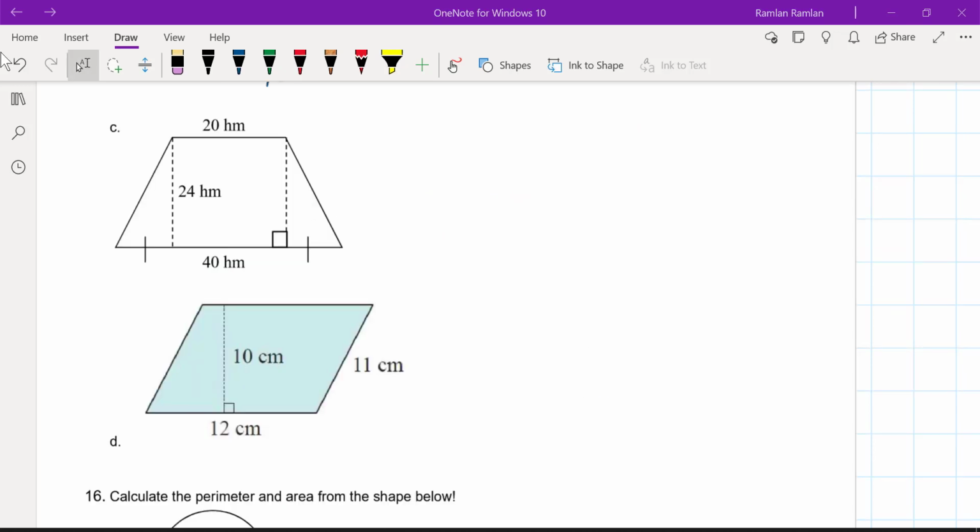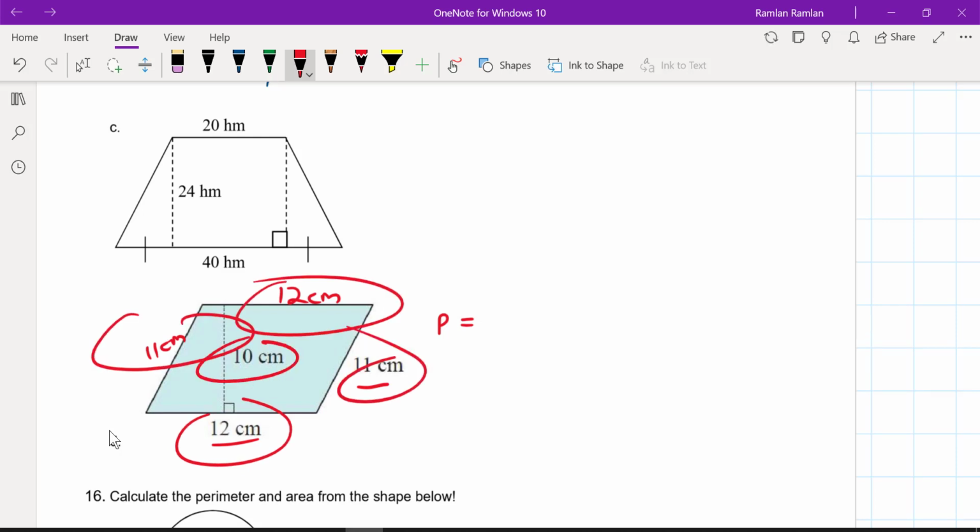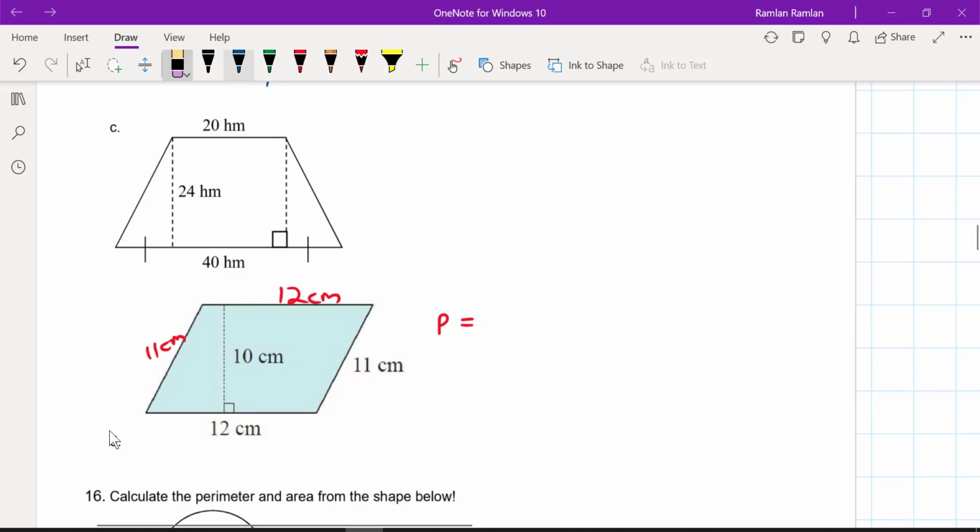Okay, next question. I'm not going to go to question D first because it's easier. So again guys, the perimeter is just the distance around the shape. In here, this is 12, this is 11. If this is a parallelogram, which means that this is also going to be 12 centimeter, and this is also going to be 11 centimeter. So you only need to add these 4 numbers. Again, you don't use this one because that's inside the shape. So you're going to just add 12 plus 11 plus 12 plus 11, that'll be equal to 46, and that will be in centimeter.